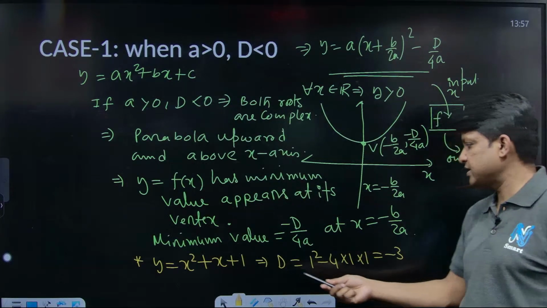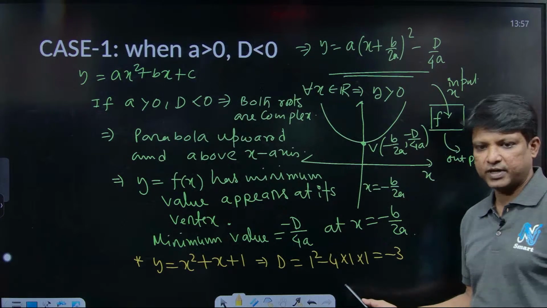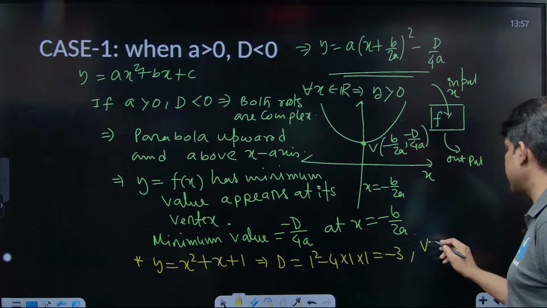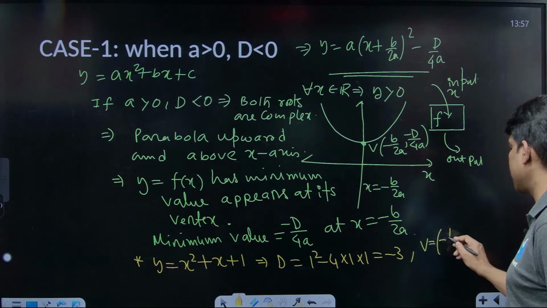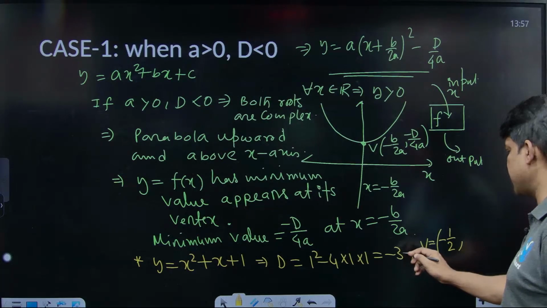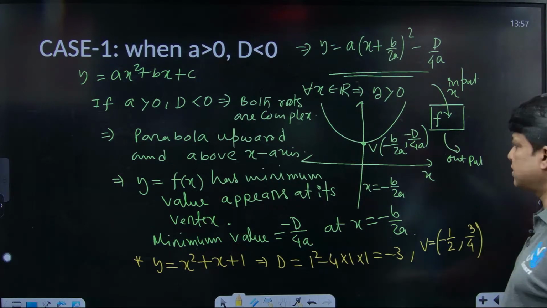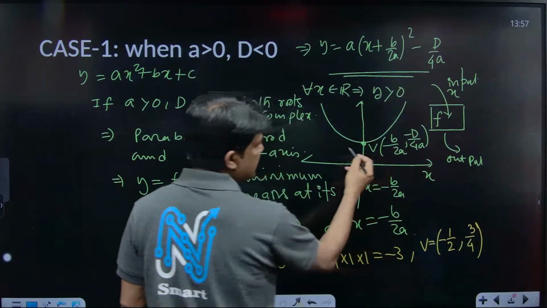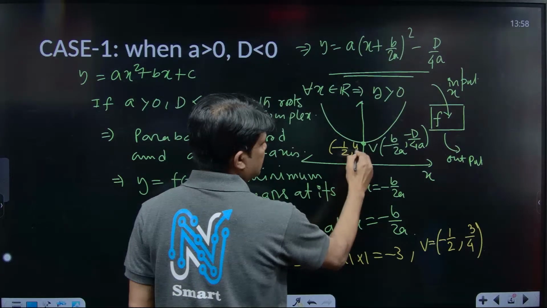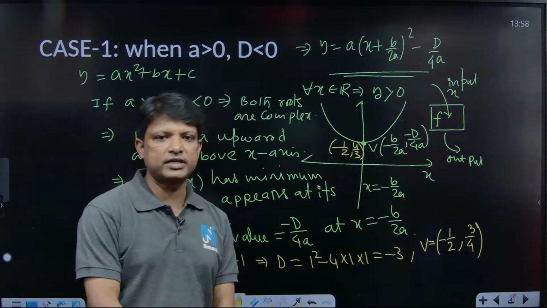Now what is the vertex? The abscissa is minus b by 2a and the ordinate is minus discriminant by 4a. So the vertex equals minus b by 2a, minus 1 by 2, and minus discriminant, so D is minus 3, minus D means 3, by 4a, this is 4. That means the vertex coordinate is minus 1 by 2 comma 3 by 4. Now what is the minimum value? The minimum value is 3 by 4, the ordinate of the vertex of this parabola.